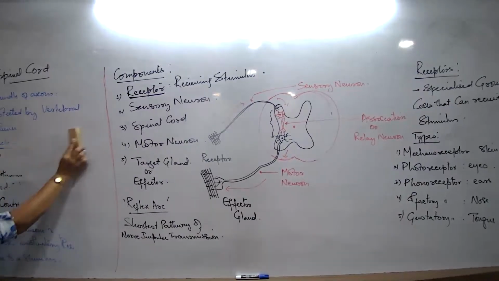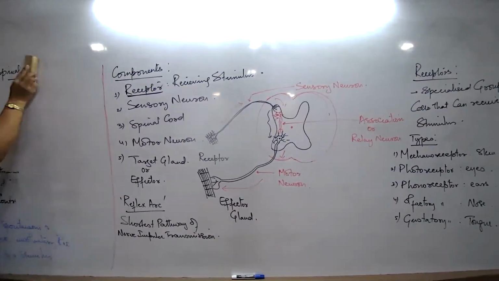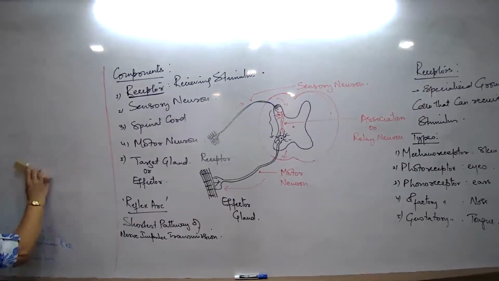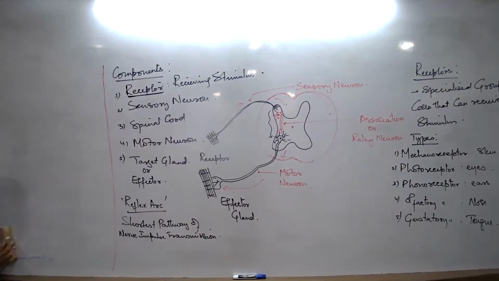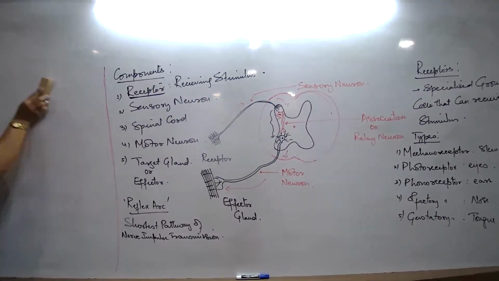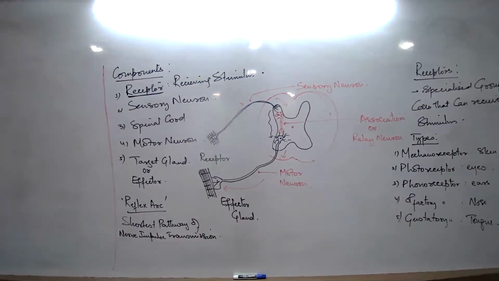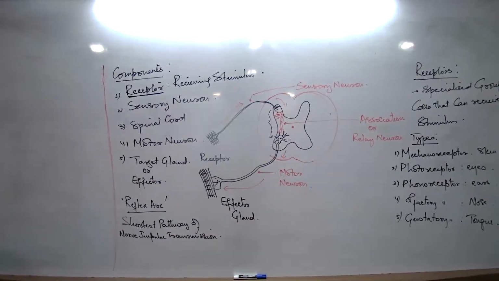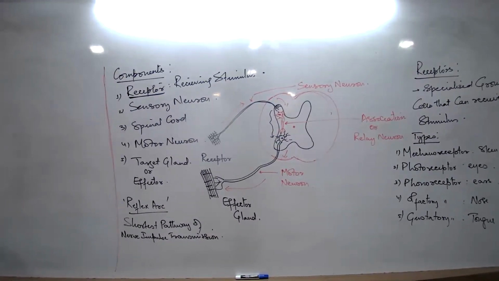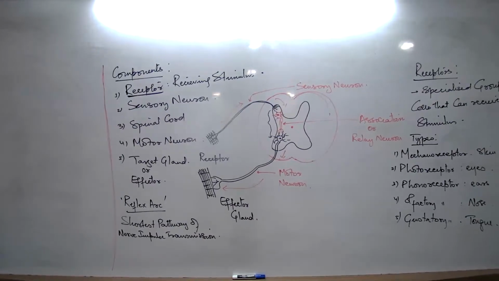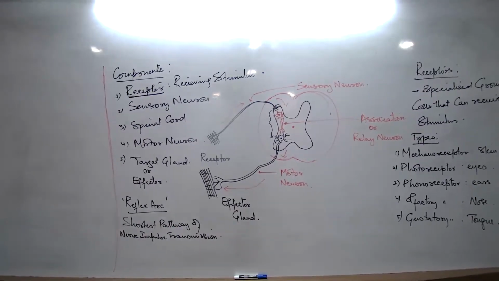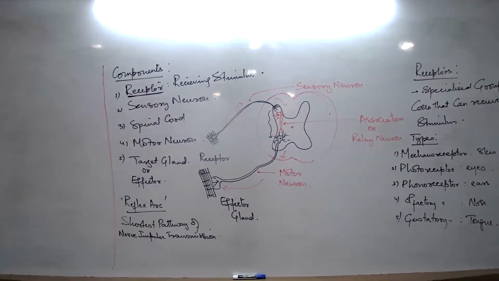What next? Motor neuron. Motor neurons carry impulses from the spinal cord to the effector. Got that? So these are the basic differences between the sensory and motor neurons.